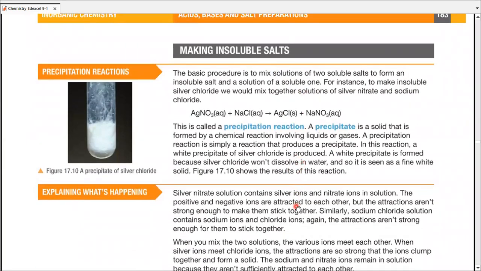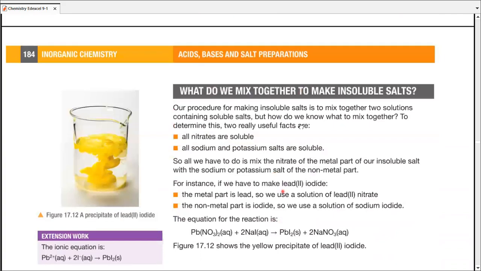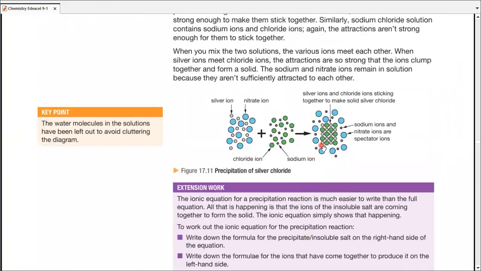which finishes for us the preparation of all kinds of soluble salts, be it sodium or ammonium or potassium salt, or be it simple soluble salt, which leaves us only with one portion, making insoluble salts. All right, so let's go with this one.